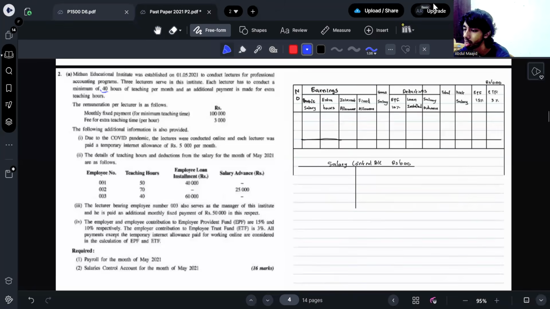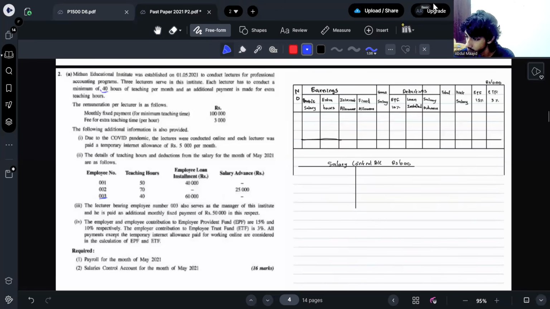Employee loan. Okay, so when the teachers, the employees, take a loan, from the salary they'll deduct the installment every month. So that's this. And then salary advance. If you have taken your salary early, now they will deduct it from the salary. So those are deductions. The lecturer bearing employee number 3, okay, this one, also serves as the manager of this institute, and he is paid an additional monthly fixed payment of 50,000 in this respect. So that employee number 3 is a manager also, so he's getting an extra 50,000 fixed allowance.